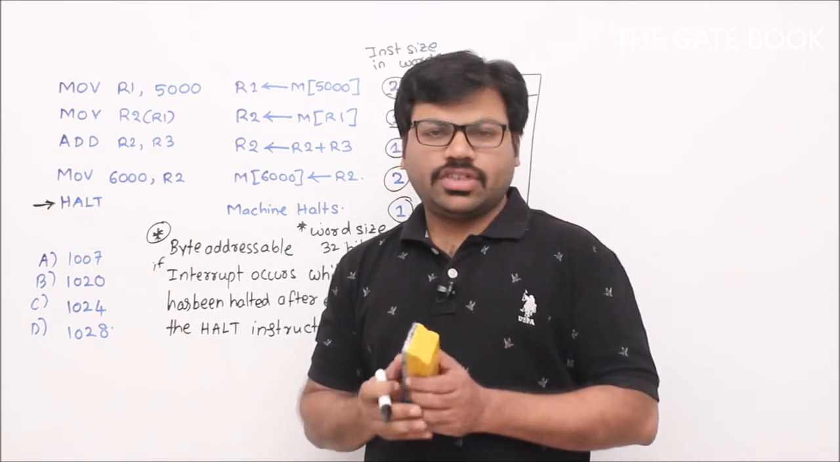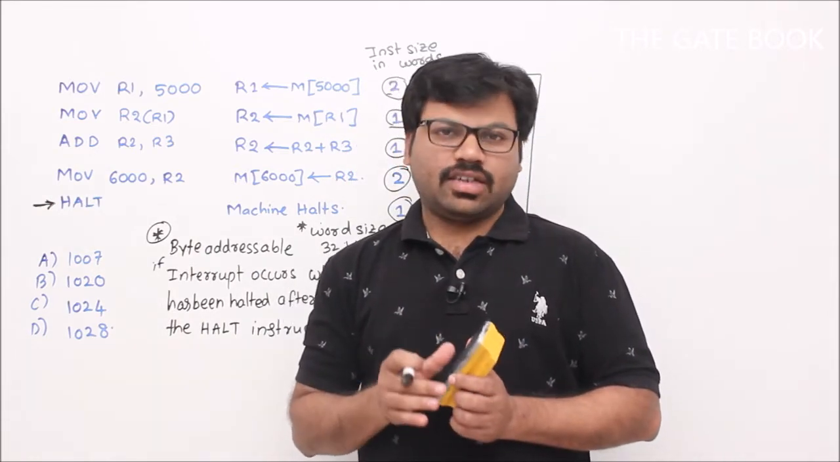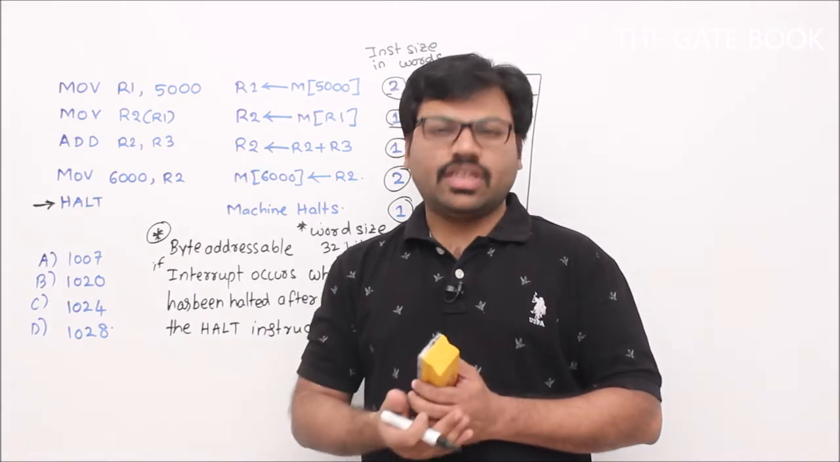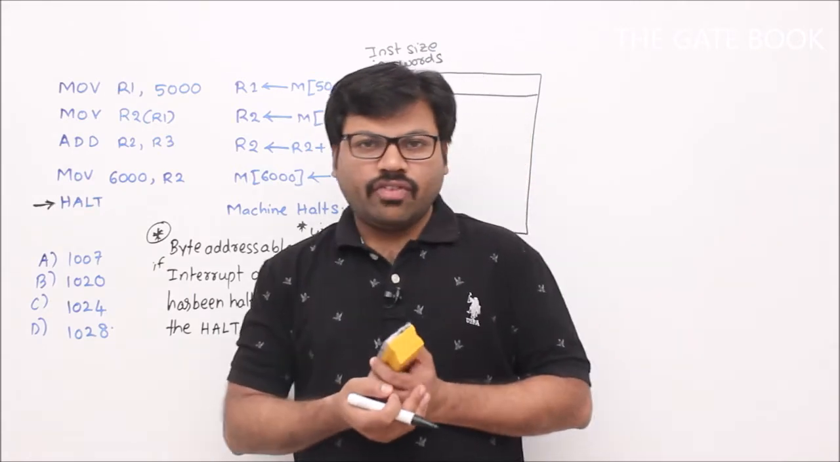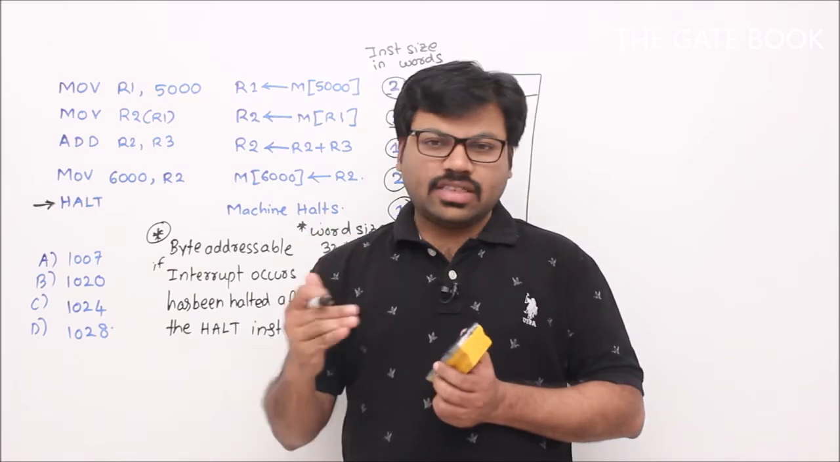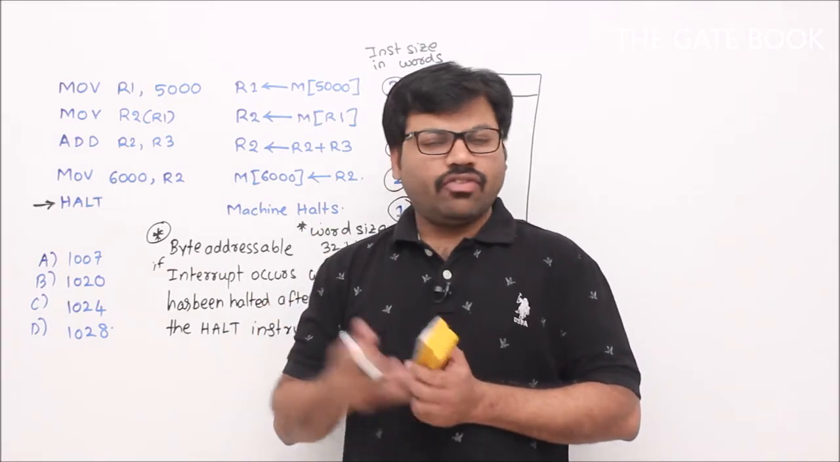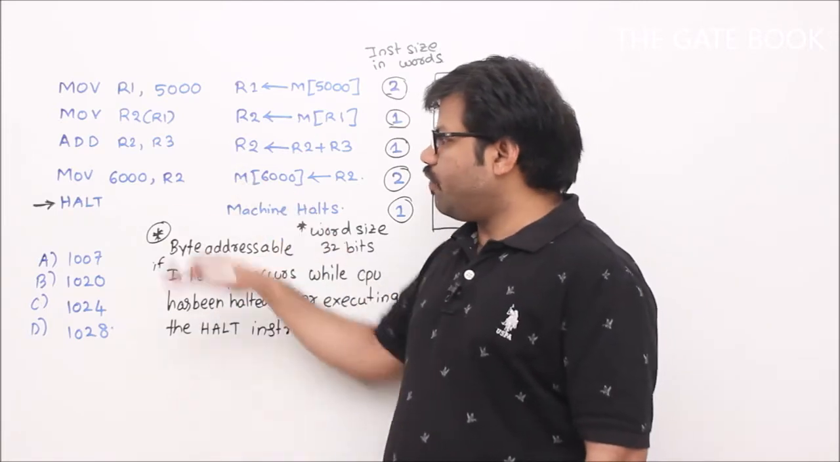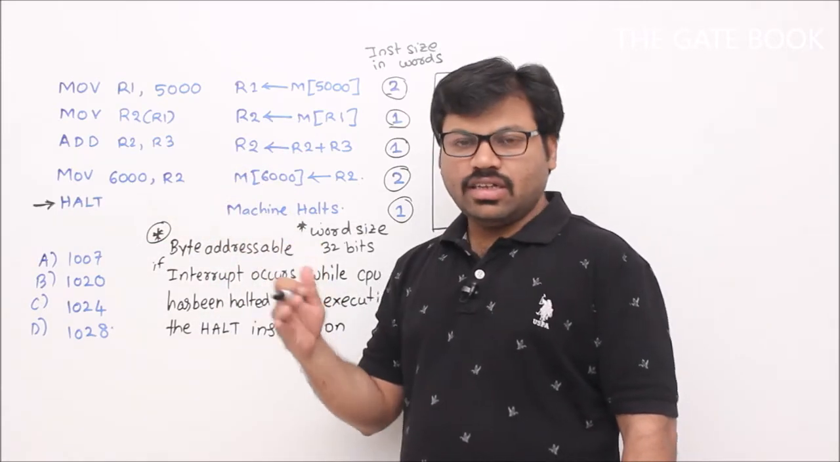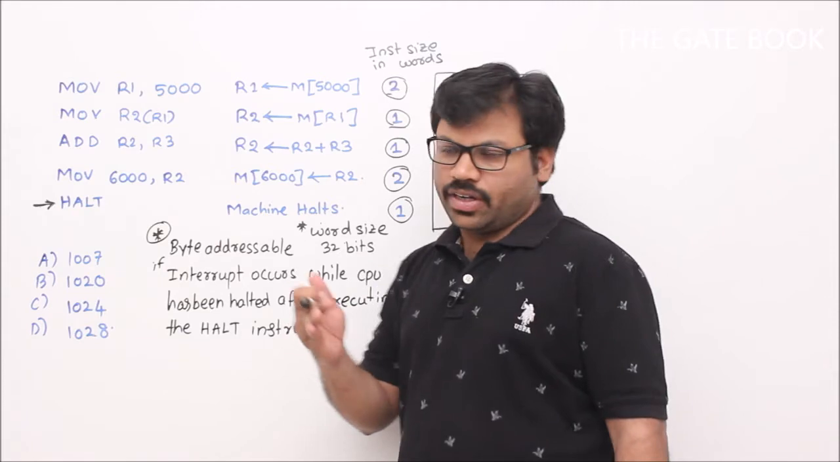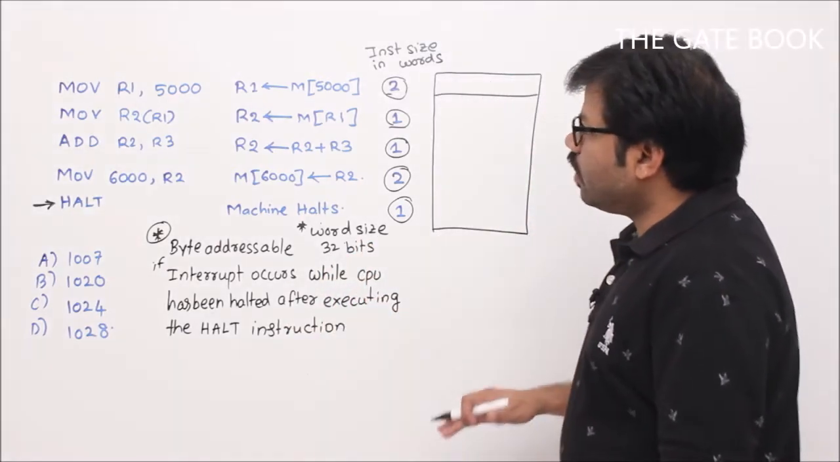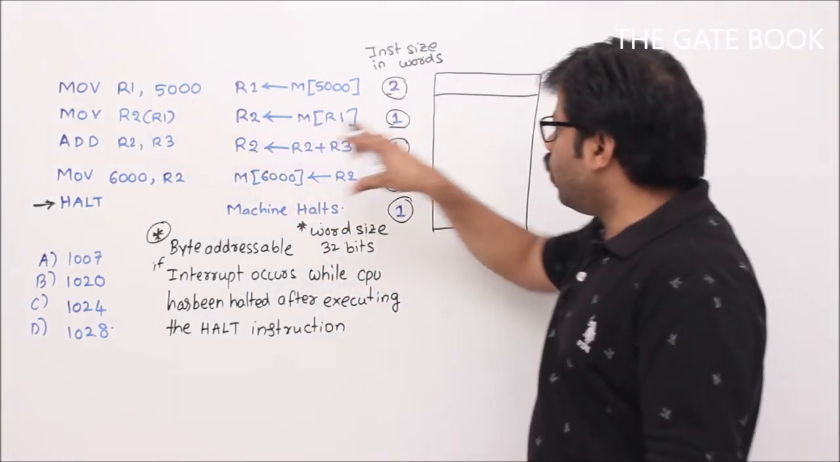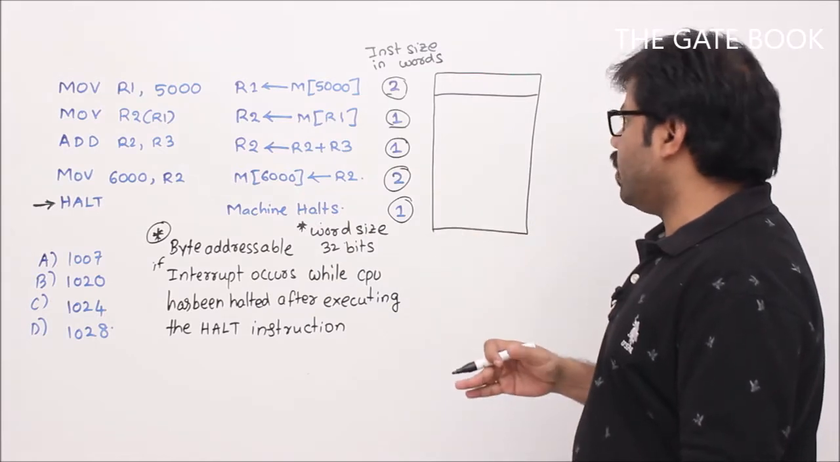Now the question is, what is the return address? That means which address will be stored in the stack. We know one thing, right? Whenever an interrupt comes, the next instruction to be executed will be stored in the stack, correct? So now we have to identify what the next instruction is, that the program counter has to point to. First of all, we will see how these instructions are stored in memory. Where they will be, we will see.